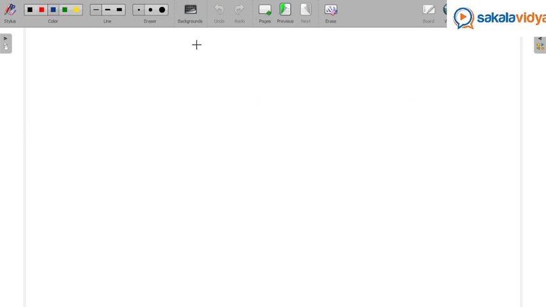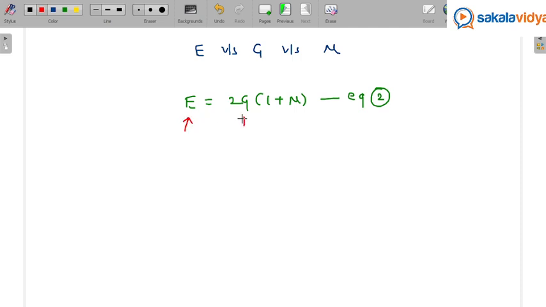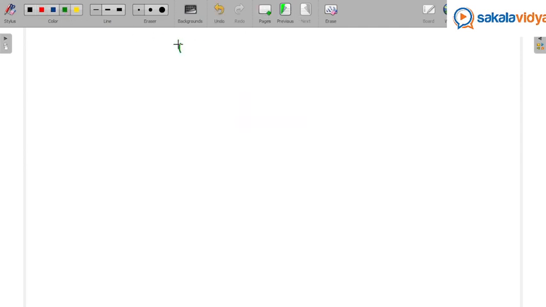Now let us see the relationship between Young's modulus, shear modulus and Poisson's ratio. Here Young's modulus is equal to 2 times G multiplied with 1 plus mu. Let us write it as equation 2. So E is equal to 2 times shear modulus multiplied with 1 plus mu. From equation 1 and equation 2 we are going to derive one more relation.